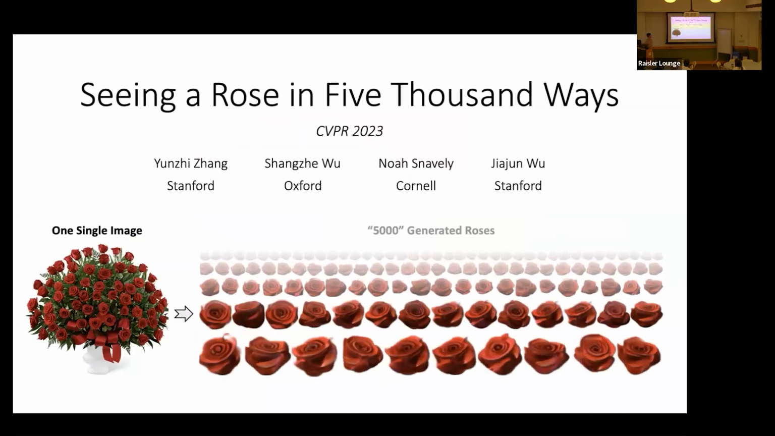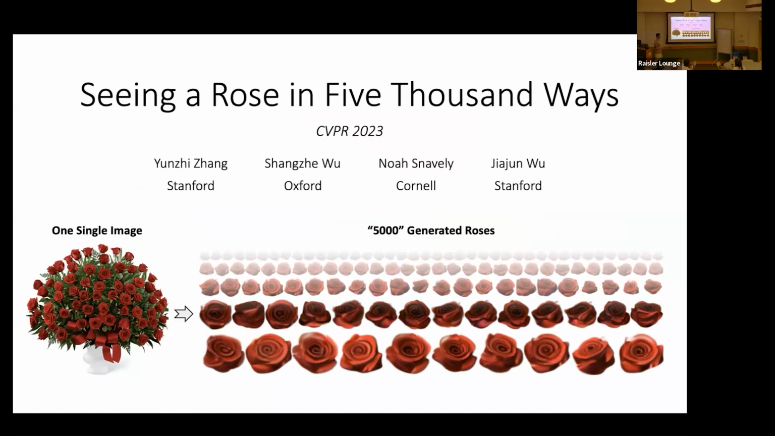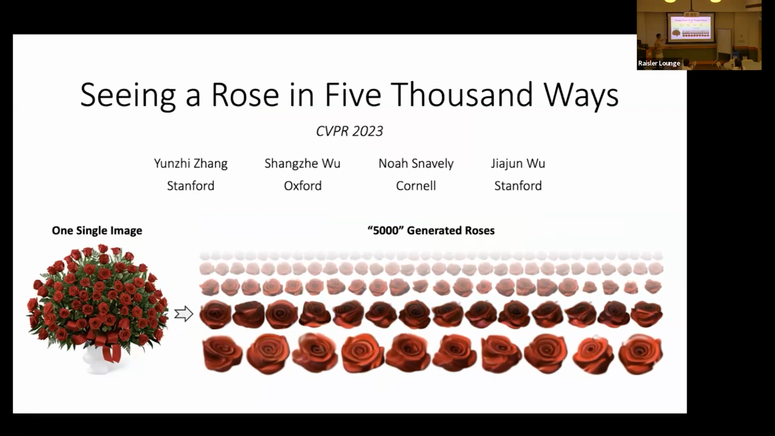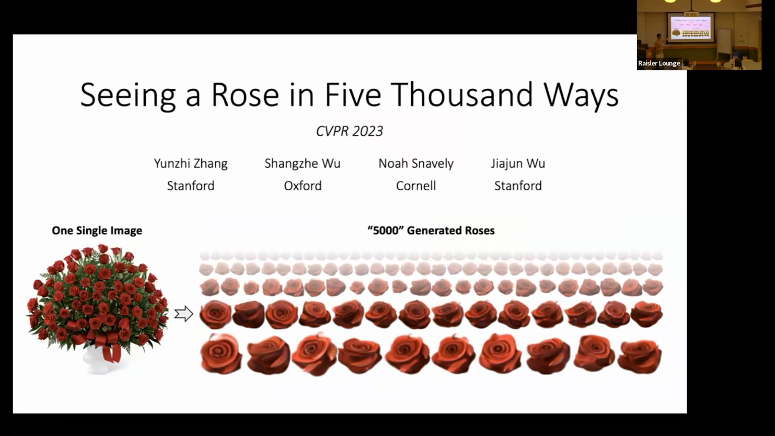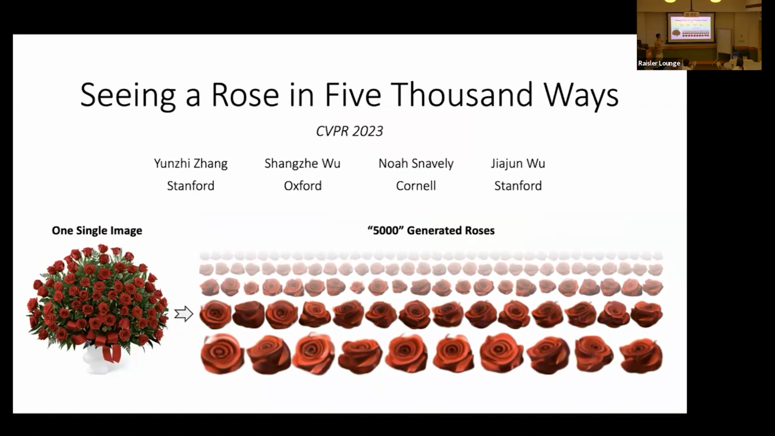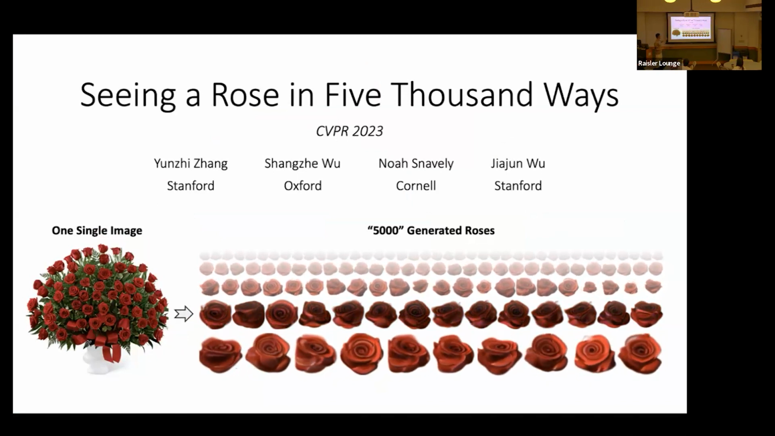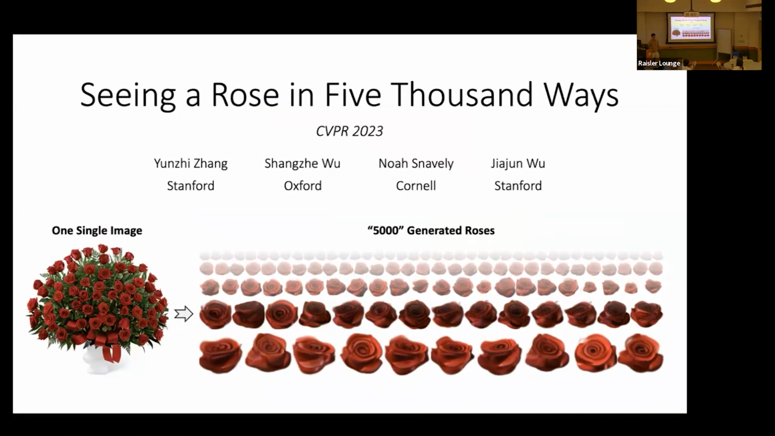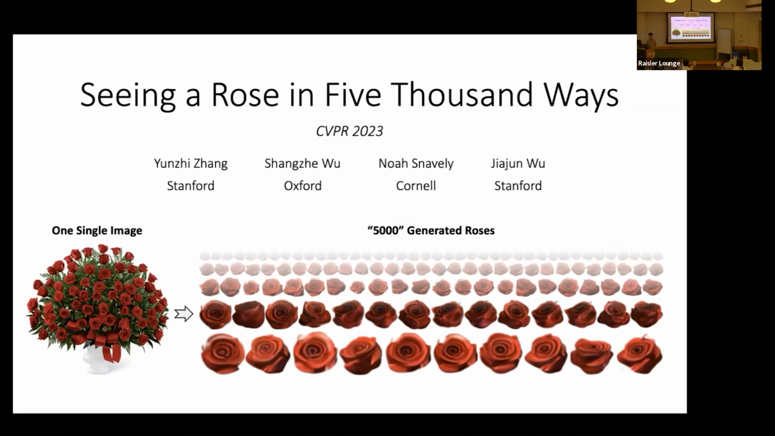Okay, back to this project. What we want to do is essentially take this one single image and develop a generative model that can explain the 3D instances in this single image, so that we can sample from this distribution to generate more variations of these objects.